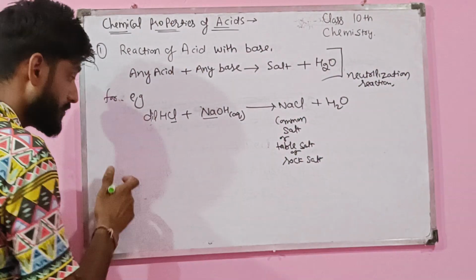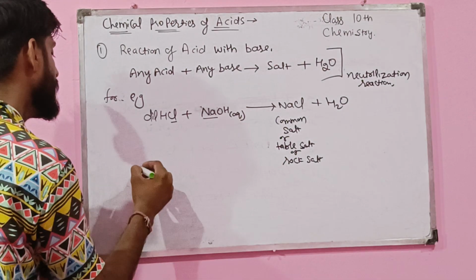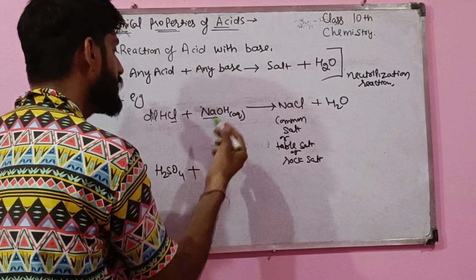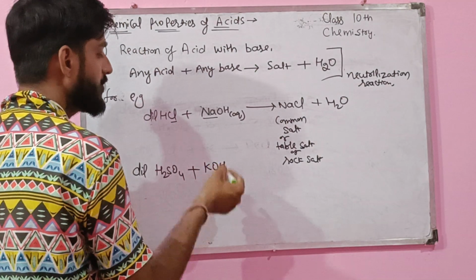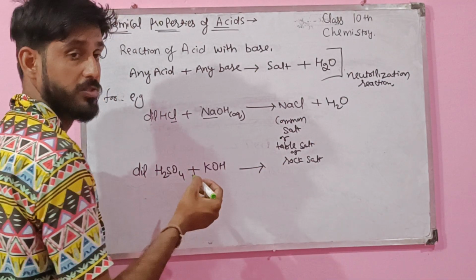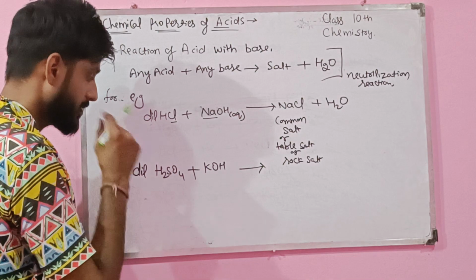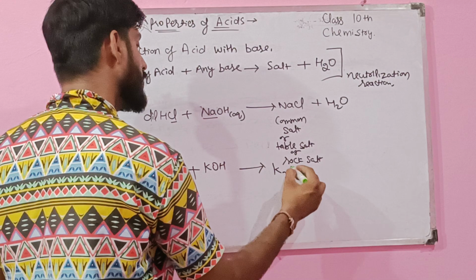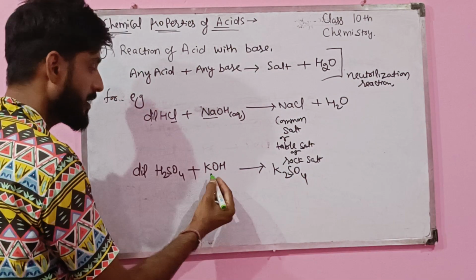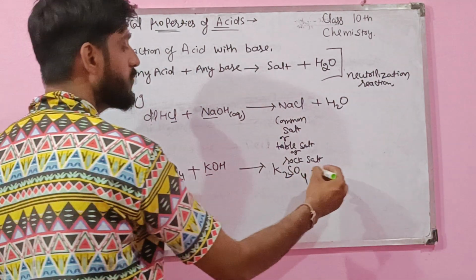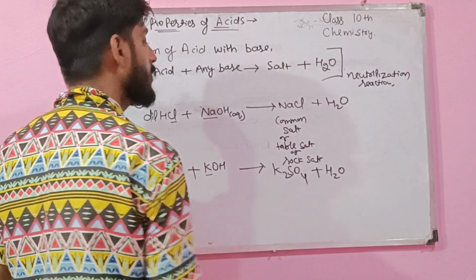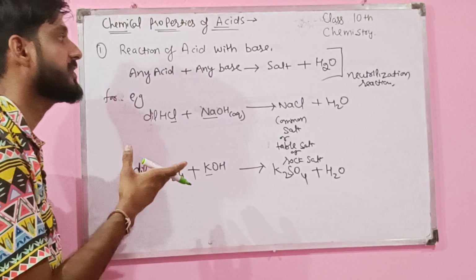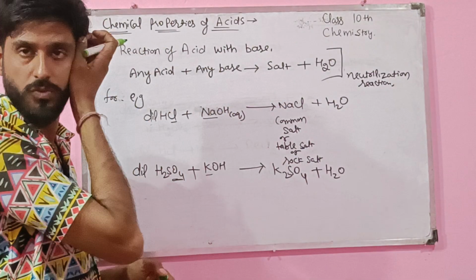So let's take another example. Dilute H2SO4 plus KOH, which is another strong base. When these two, acid and base, react together, then salt of potassium, that is potassium sulfate, K2SO4, is formed with water. So here we can see that salt is formed with the liberation of water.